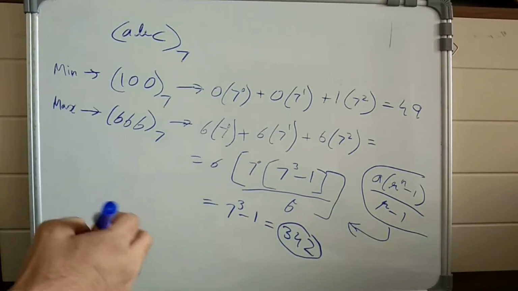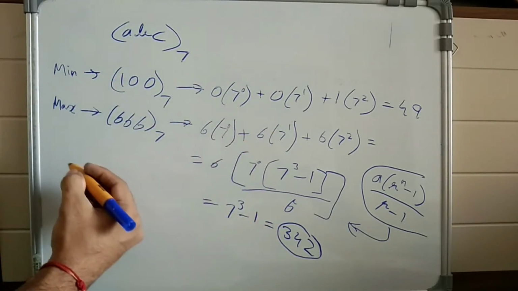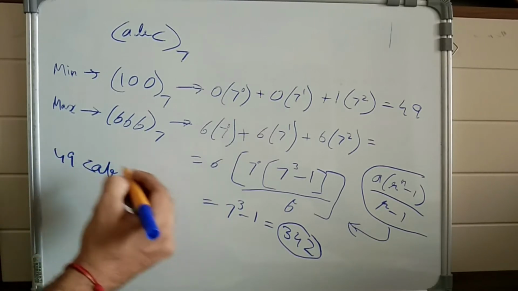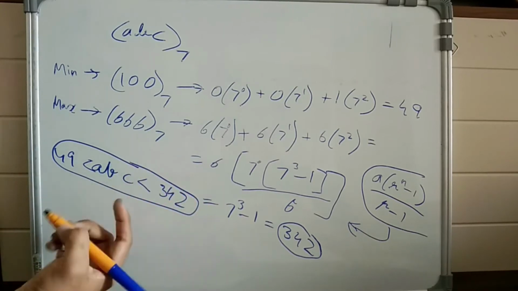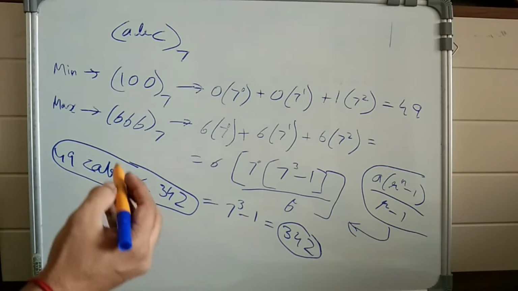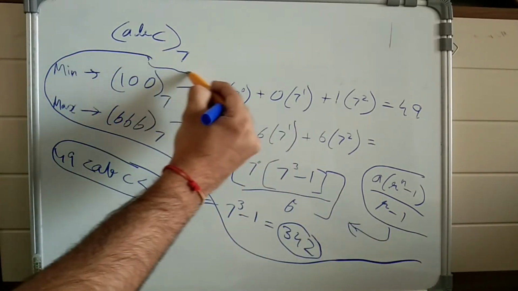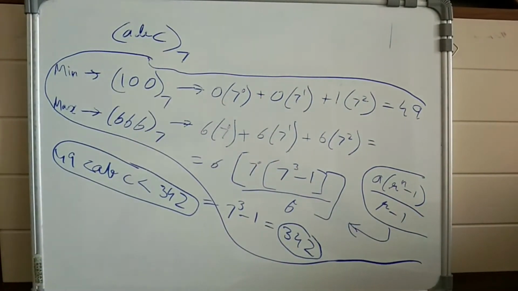Okay, so if I have found the minimum and maximum value, what would be the range? Basically the range of this number ABC will be 49 to 342. This will be the range if I convert this number ABC into base 10. So instead of doing this whole work in the exam, we can find the range directly. Let's see how.